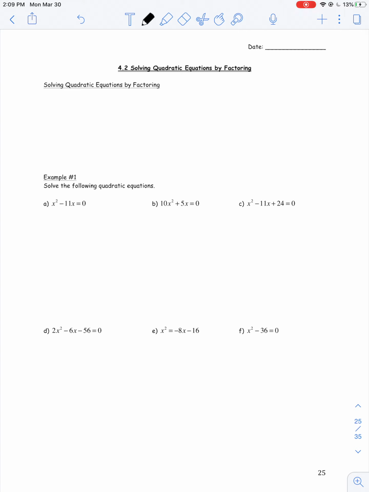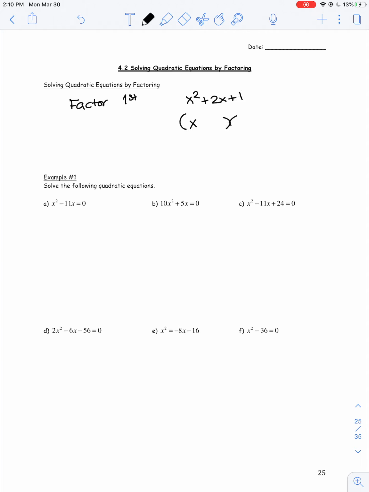Hey guys, so we're going to look at lesson 4.2, solving quadratic equations by factoring. By this time you should have practiced factoring and spent yesterday doing that. But now we're going to take it further and show you how to, from factoring, be able to solve a quadratic equation. So what your steps are is you're first going to factor it first. Okay. Get your two brackets that equal 0.